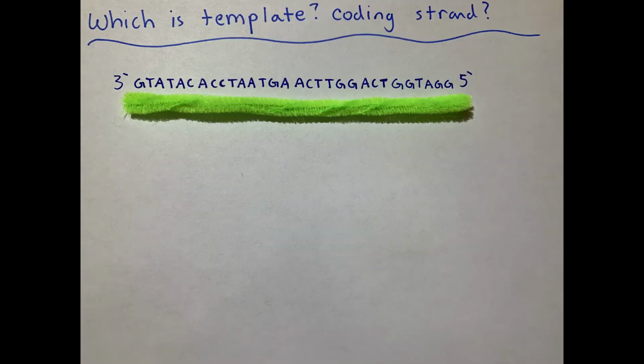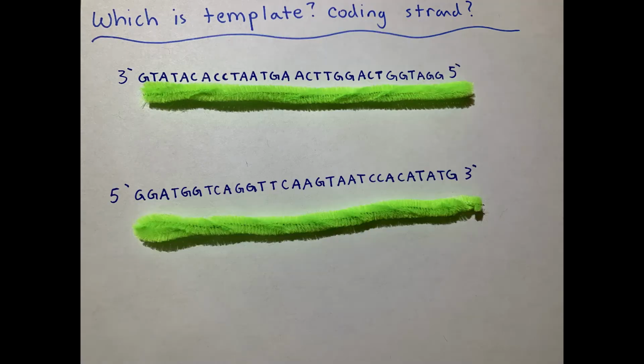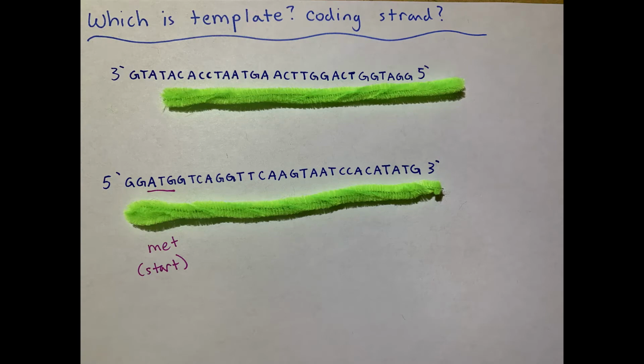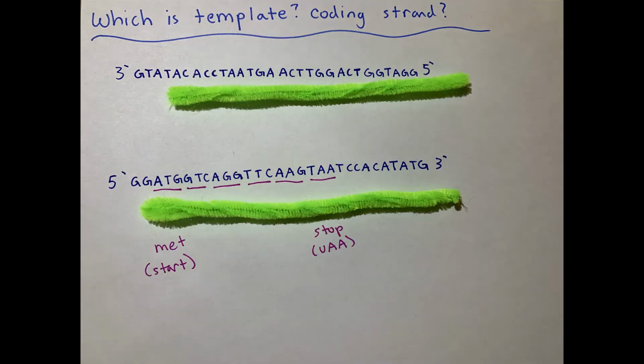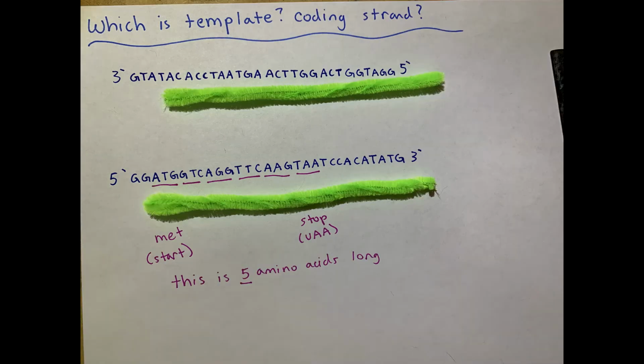For the 3' to 5' DNA strand, or the green strand, we must flip the green DNA to be able to read it. This is the green strand flipped to 5' to 3'. For the start codon, ATG is marked, which codes for MET. Further down, TAA is marked as the stop codon. This green DNA strand has a protein that is 5 amino acids long.